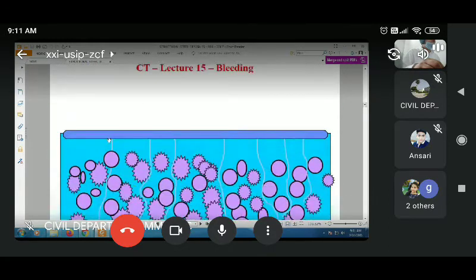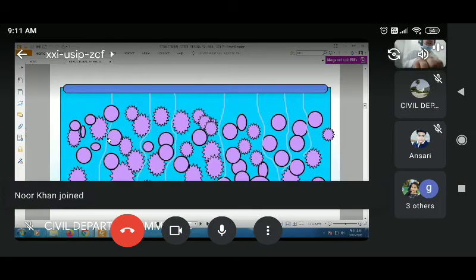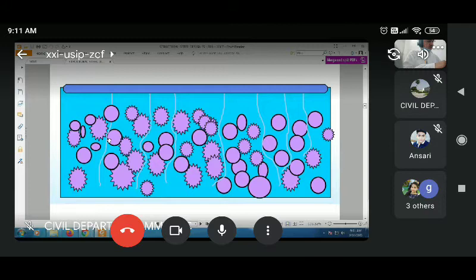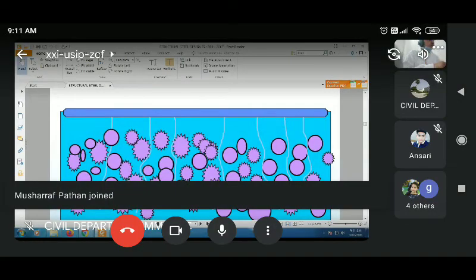Then you can see from this schematic diagram the minute lines are there. These are the capillary pores where the movement of water is done, and water accumulates over the surface.